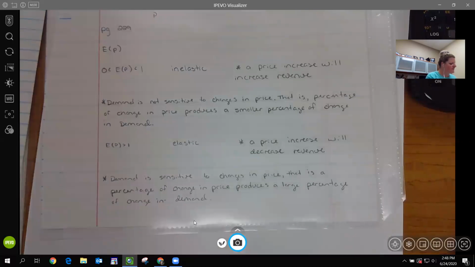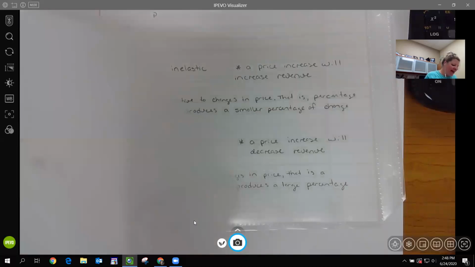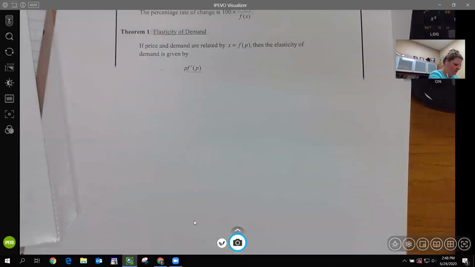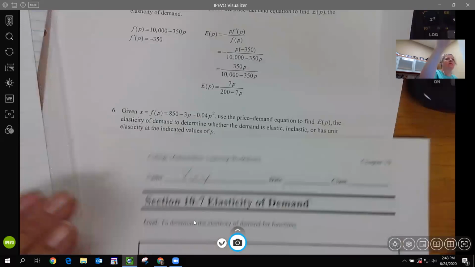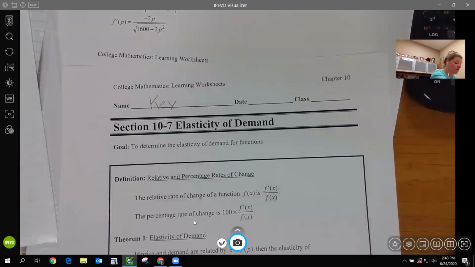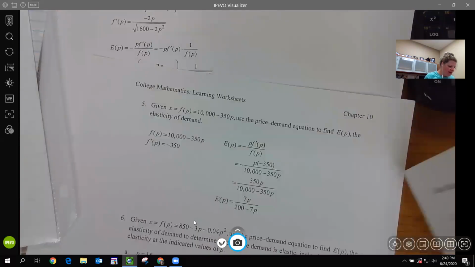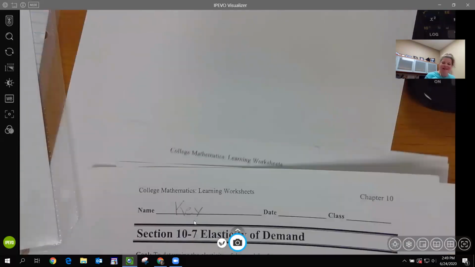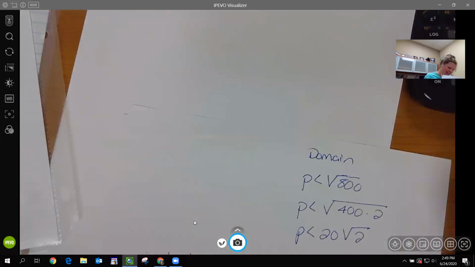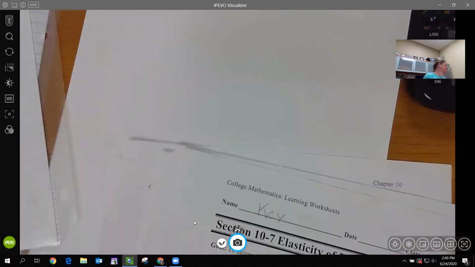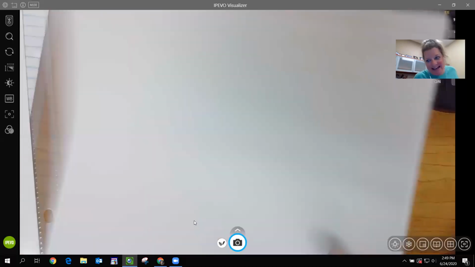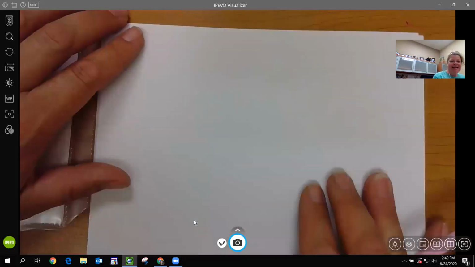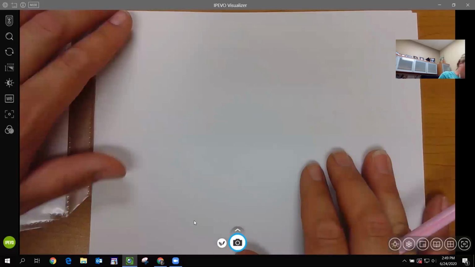I'm getting mixed up with my notes and my scratch paper. Okay, this is all still my notes. What if I have a function and I want to know where it is elastic and where it is inelastic? I just know I'm charging this much money, and these are my costs.